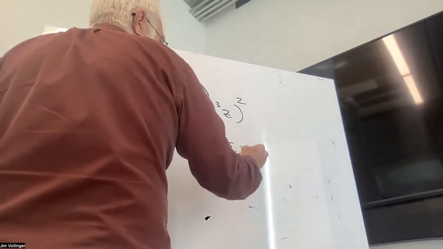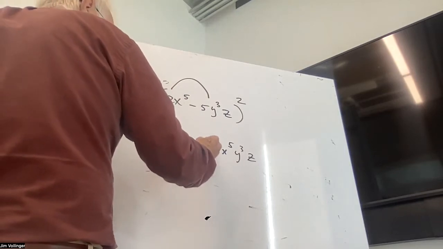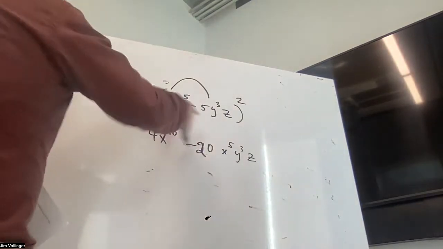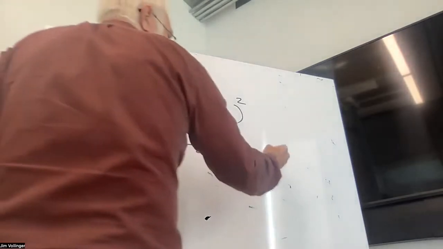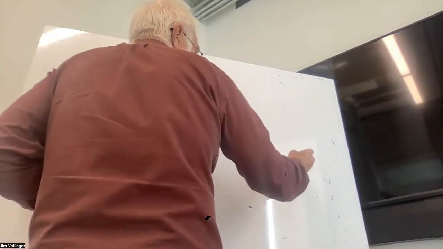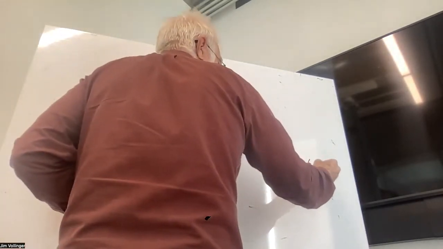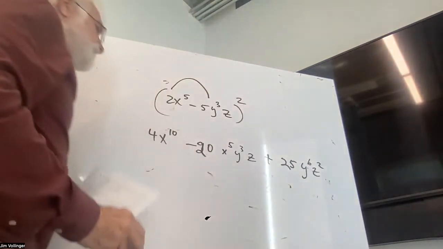But what do we do with that? We got to have 2 of them. So it's really minus 20. Okay, so that's what you get in the middle. At the end, you always get a positive when you square a negative or a positive. Looks like 25 y to the 6th z squared. All right, so that's how you do that.